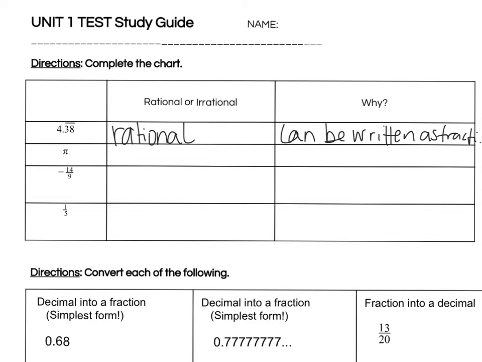It is rational. Underneath that, we have this symbol right here. That symbol is pi. Pi is irrational. You cannot write it as a fraction. It neither terminates nor repeats if you made it into decimal form. So, not a fraction.